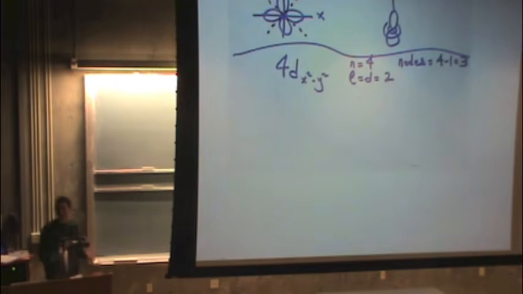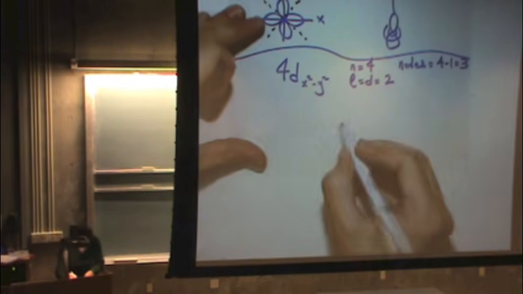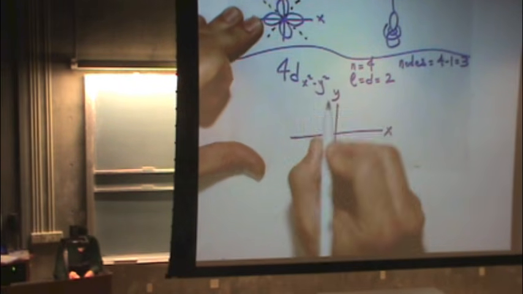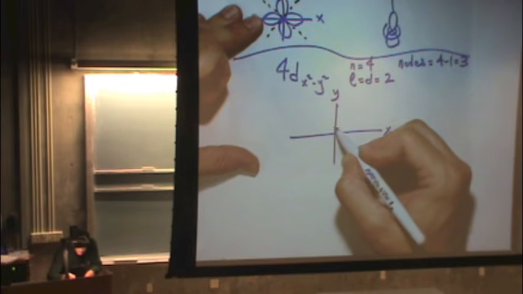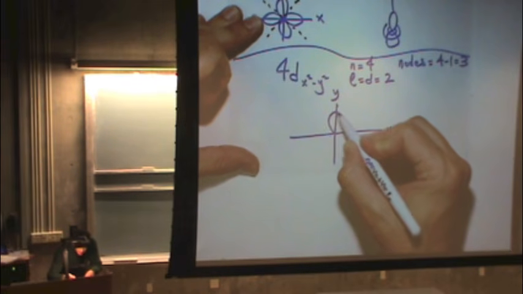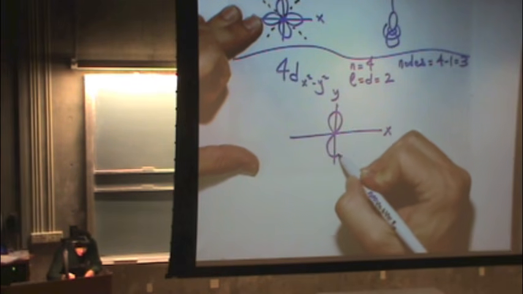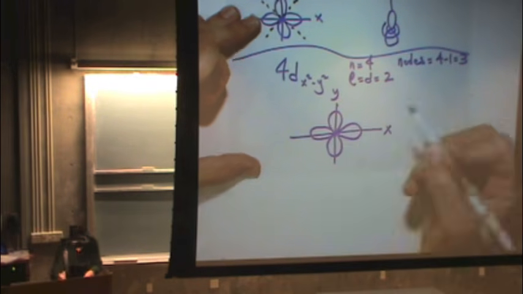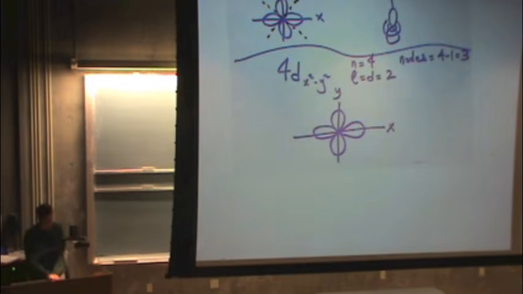X squared, so the squares tell me it's on axis, so let me draw the axes first. X and y, I know it's x and y because of the subscripts. And since it's squared, I know this is the one that's on axis. So I'm going to draw the one that's on axis here. There it is. Okay? And the d orbital is born with 2 nodes.